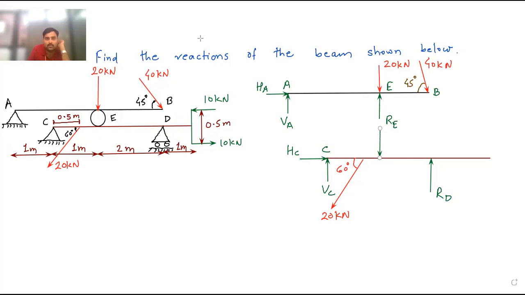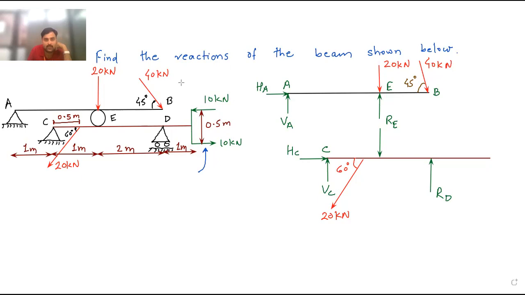And now here you can see lastly, this forms a couple. You can see two equal unlike parallel forces, separated by a definite distance of 0.5. These two forces form a couple. So how to calculate the moment of a couple? Now I am talking about just this portion, whatever is given over here.